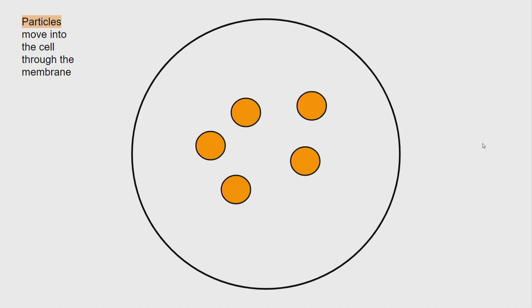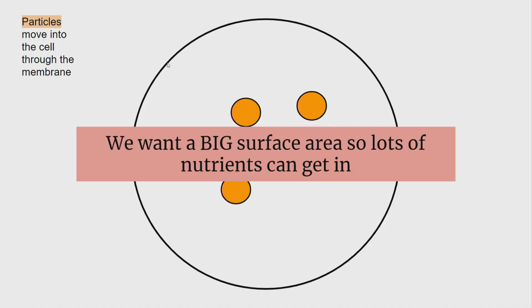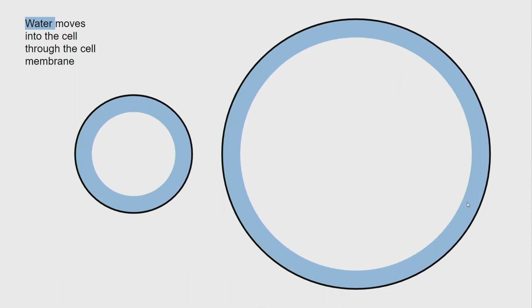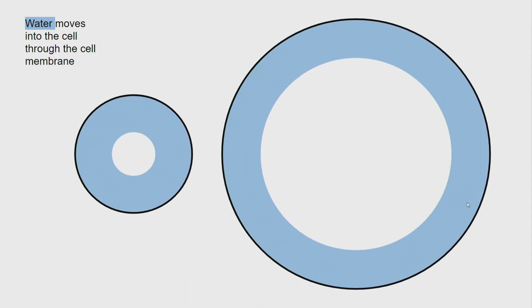Watch them diffuse through our cell membrane. We want a big surface area so that lots of nutrients have spaces to move through the cell membrane. Water also moves into the cell through the cell membrane. So water is moving into the cell.